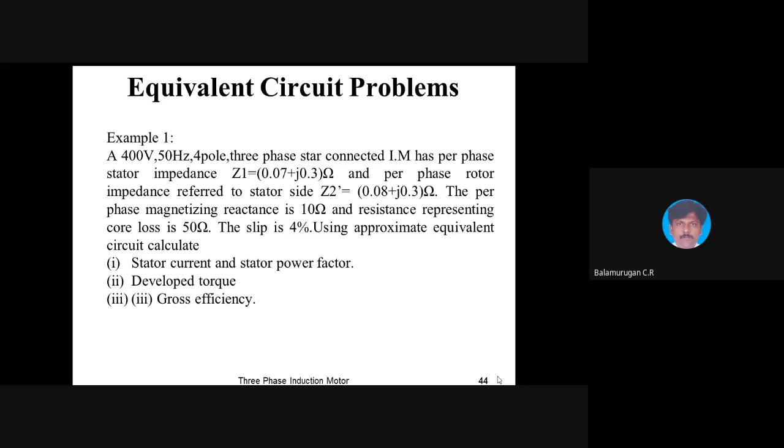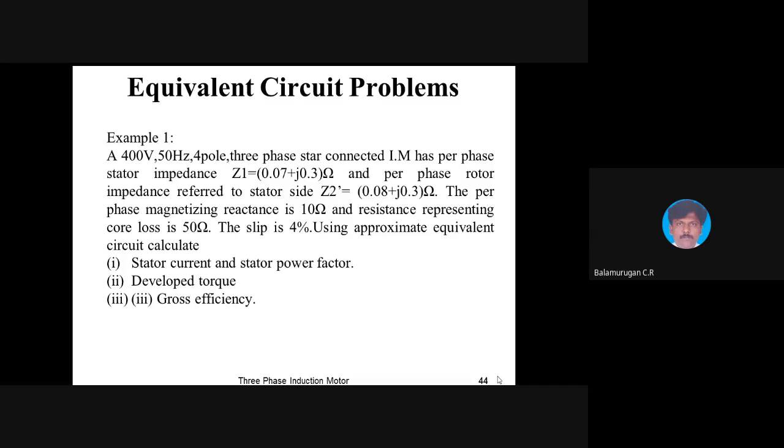Next you move to the second subdivision. In the second subdivision we are supposed to calculate the developed torque. What is the value for NS? What is the value for N? What is the mechanical power? So NS you can write as 120 F by P. Here 4 poles is given. So what is the answer? You can post on the chat box.